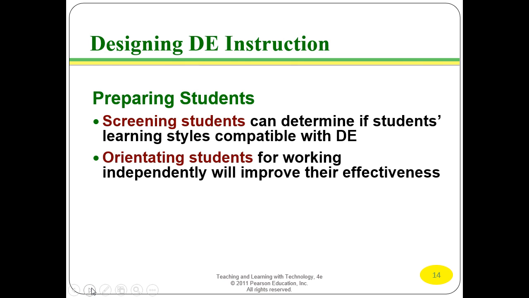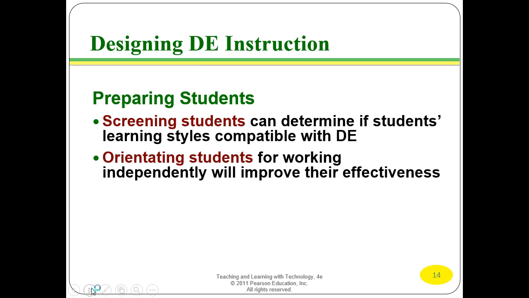Now, we've got the hardware, the technology and all of that other stuff, but we also need to look at the human factor, preparing students for this. We have to be able to screen students to determine if their learning styles are compatible with distance ed. There may be some students for whom distance ed is the last thing they need, because they won't learn, because of their learning style. So we want to steer them away from that. But there may be some who will thrive in it. We won't know that unless we screen them.